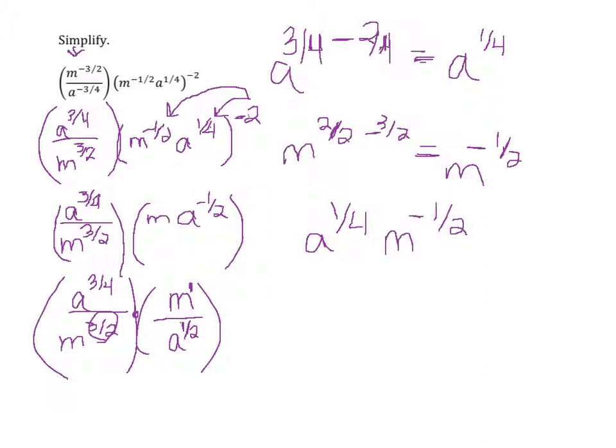But I don't leave my equations with negative exponents. And so I'm going to rewrite that m to the negative 1/2 power. So my final answer will be a to the 1/4 power divided by, that's taking that m to the negative 1/2 and bringing it to the denominator, looking at that as the reciprocal of m to the positive 1/2 power.